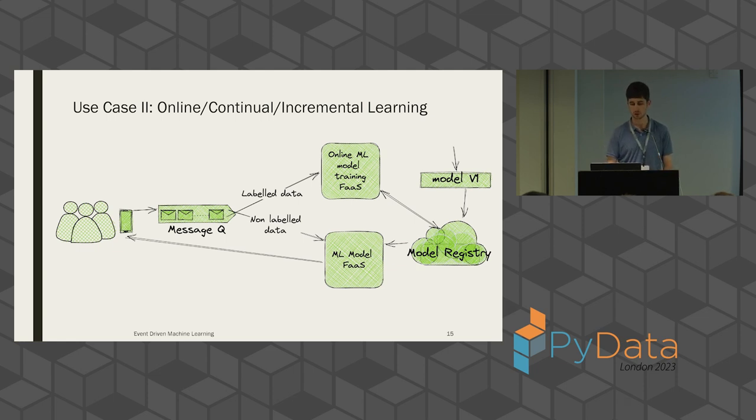So as before, we're going to use a message queue that takes in the data that the users are generating on their phones. And from that message queue, we're going to have two streams going into two different destinations. First of all, we're going to have the non-labeled data, where we don't have the labels, going, as before, to our inference machine learning model function as a service. But we might also have labeled data. Let's say we are prompting our users to tag their own data. Some of them might comply, might be generous enough to spend time tagging for us. And then we have these really nice data points that are tagged by our users. So with that labeled data, we are sending it through the message queue into an online machine learning model training function as a service. And I will show later on how that can be achieved with Python.